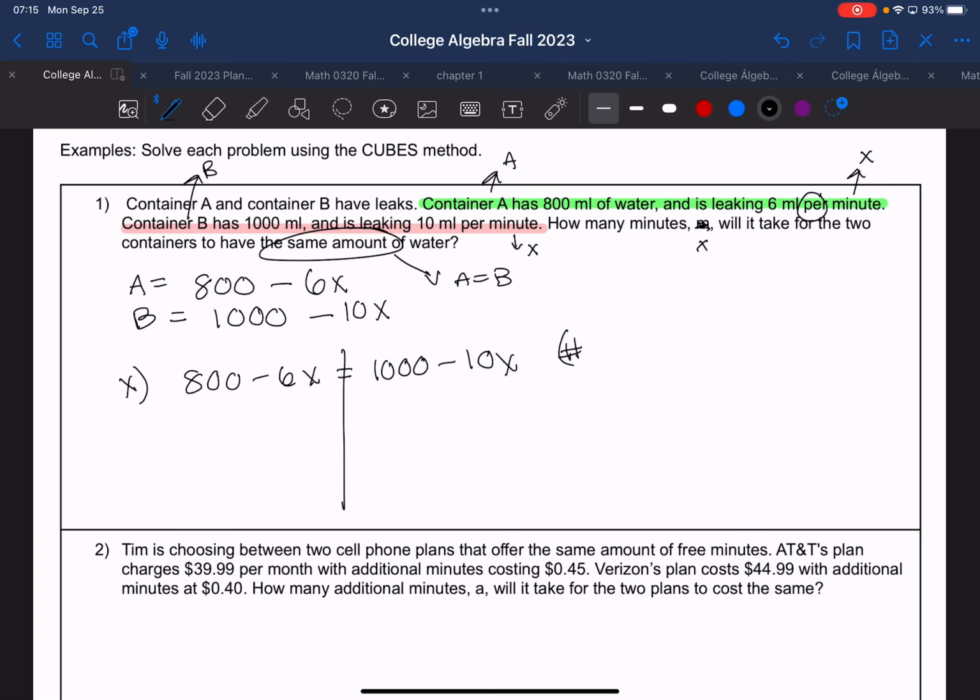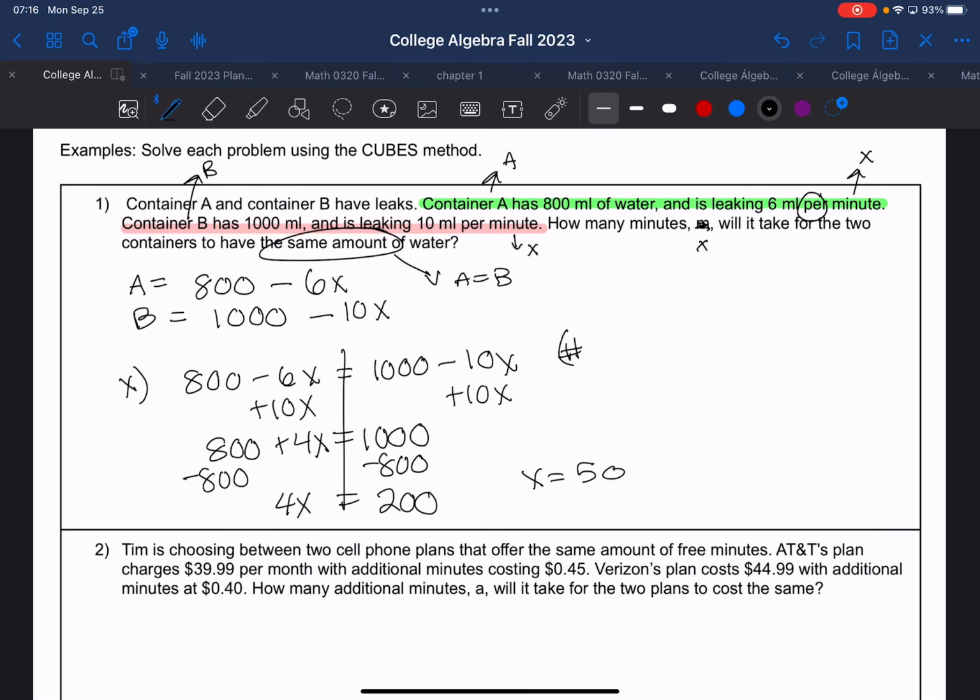Okay? So I'm going to add 10x, and I get 800 plus 4x equals 1,000. And then I'm going to subtract my number, 800, over to the right side, and I get 4x is equal to 200. Okay. Then if I divide by 4, 200 divided by 4 is what number? 50. So I get x is equal to 50. And what did x stand for? Minutes.